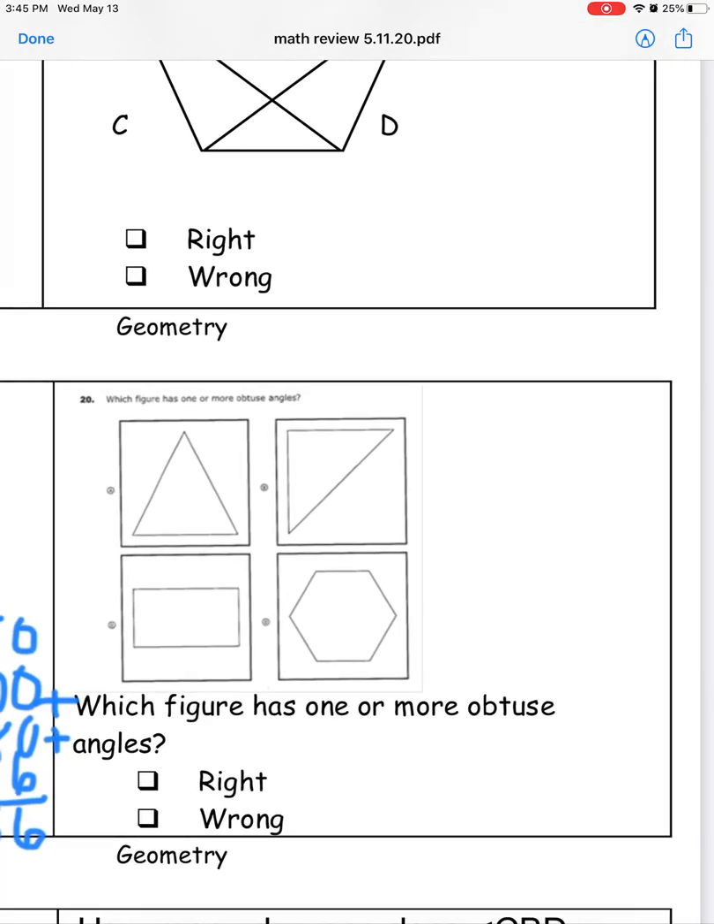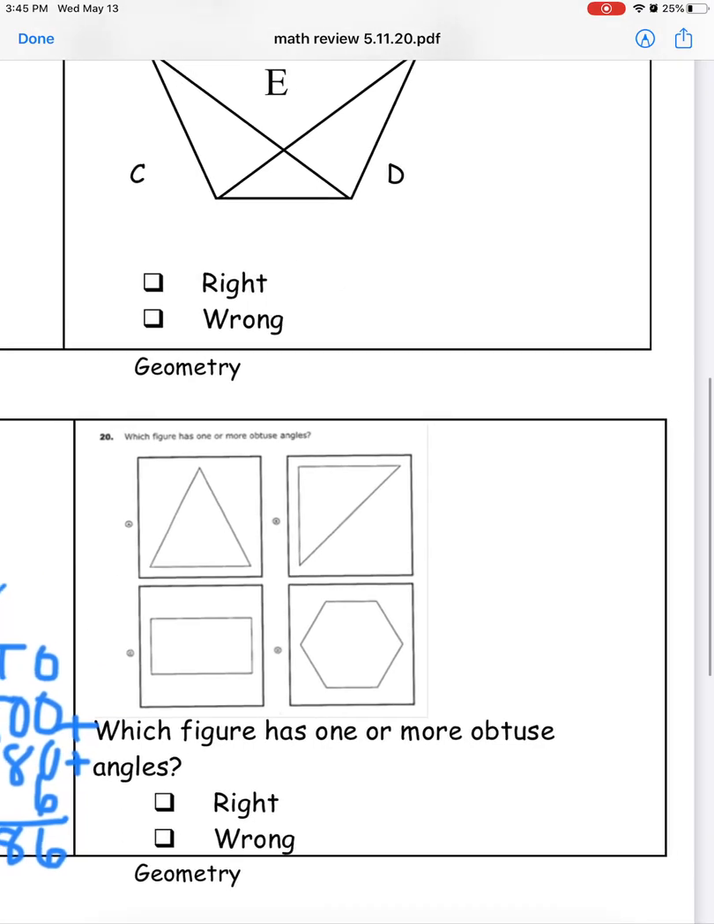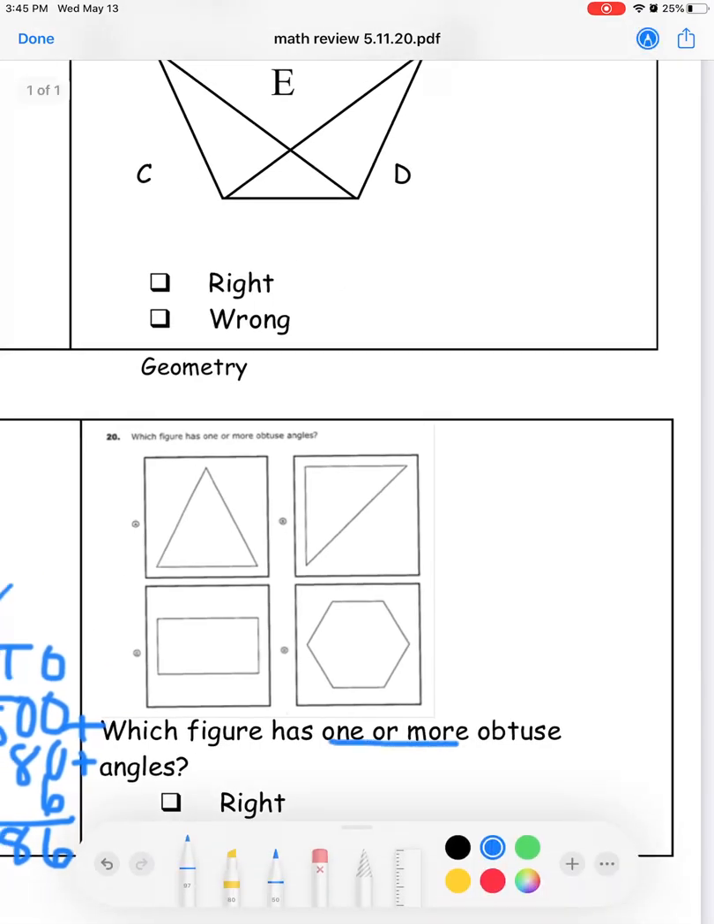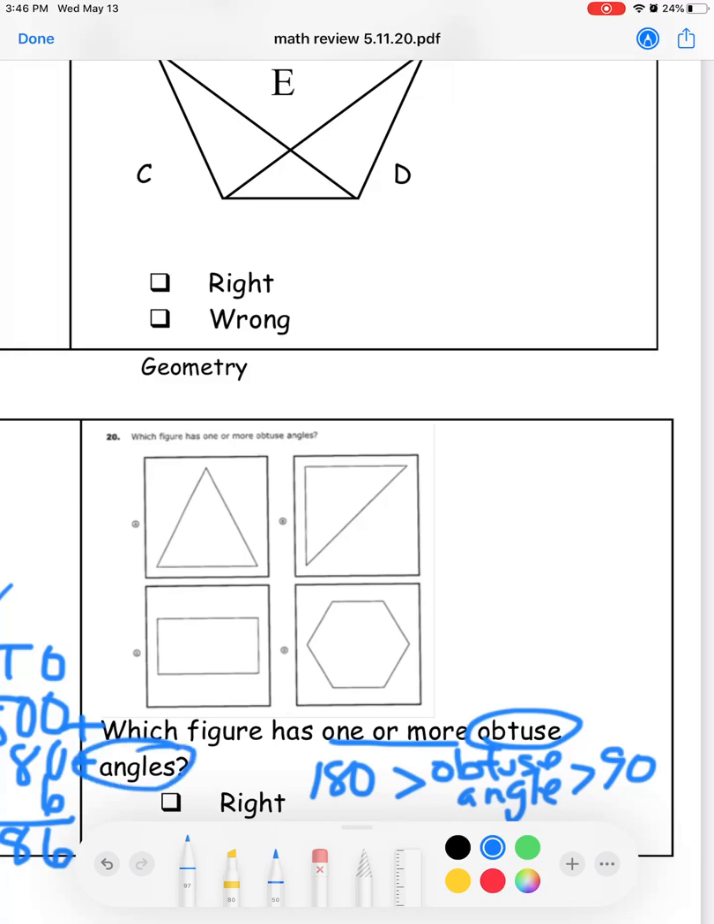Which figure has one or more obtuse angles? So right away, I know I'm going to have to figure out which of these 4 figures has one or more obtuse angles, but right away, I just want to establish what's an obtuse angle. As long as we know, then we should be writing it out inside the box. So we know that an obtuse angle is an angle that is greater than 90 degrees, but less than 180 degrees. So once you have that written down and you know what that means, then you can dive into this problem, understanding the important vocabulary that you need to know.